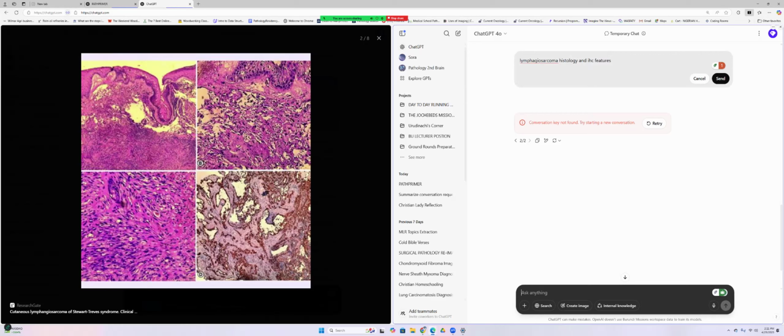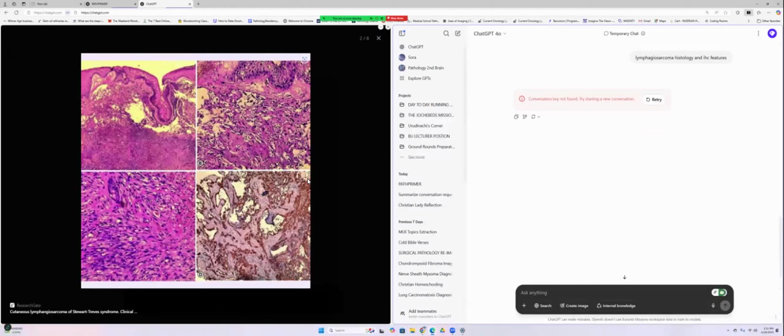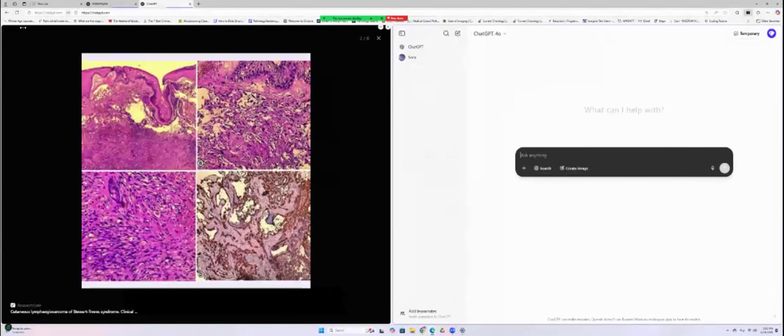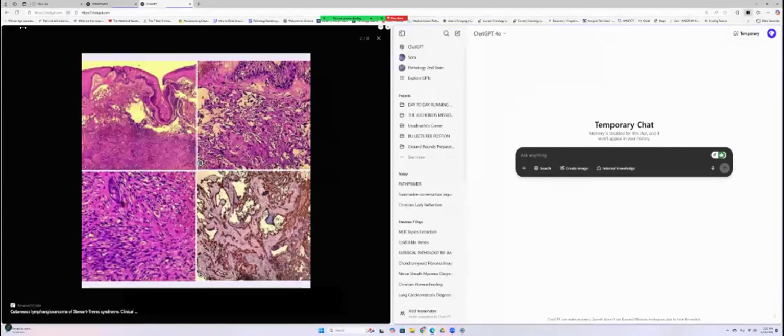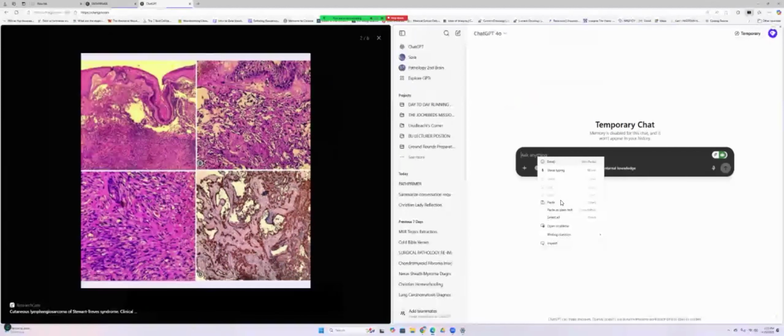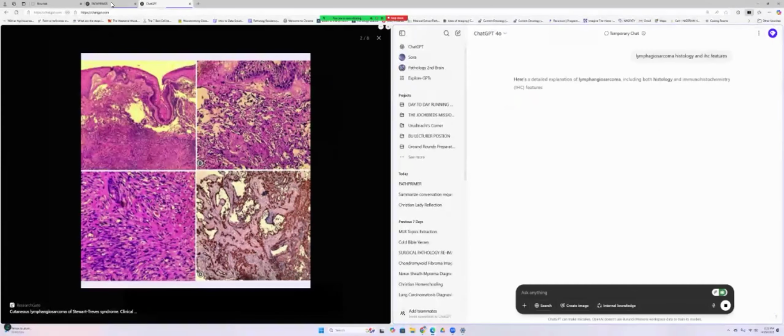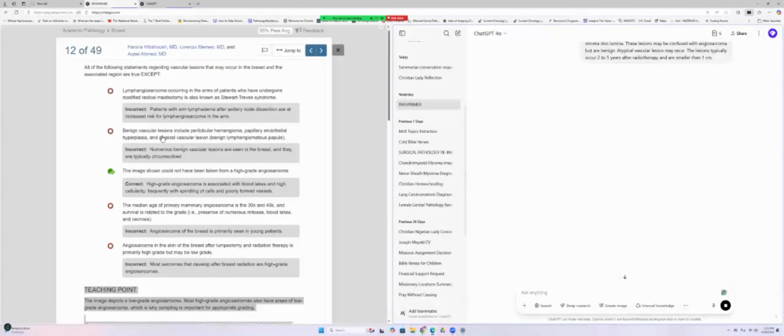What will be the histologic features of lymphangiosarcoma? I think it will be similar to angiosarcoma, right? Similar features, but the history is very important. Stewart-Treves syndrome again, right? I keep forgetting that name. Stewart-Treves syndrome. Okay, good.